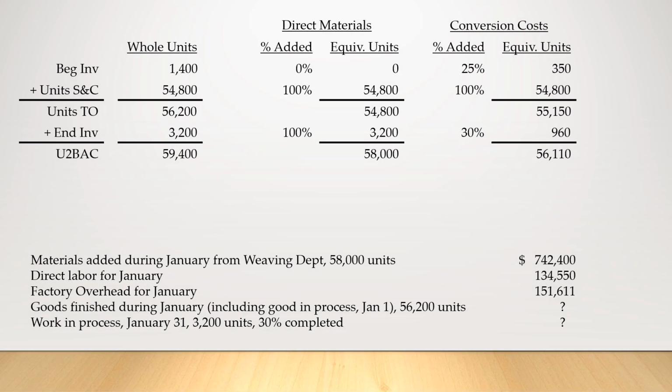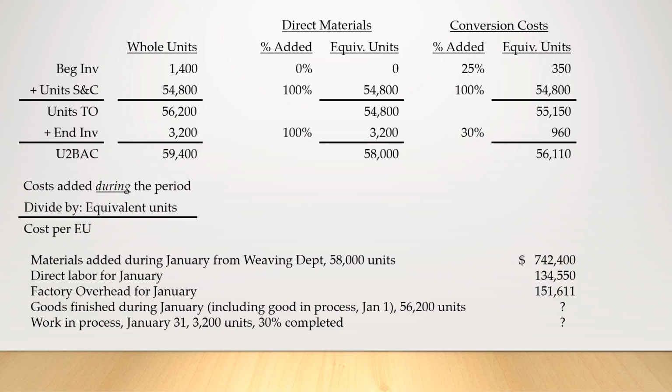Step 3. Calculate our cost per equivalent unit. We can do so by taking our costs added during the period and dividing them by their equivalent units. For materials, we added $742,400 worth during January. Divide that number by the 58,000 total of equivalent units to get a cost per EU of $12.80.